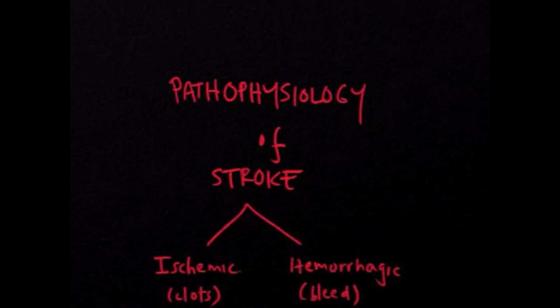Let us now move on to the pathophysiology of stroke. As we said, they can be ischemic or hemorrhagic. Because ischemic and hemorrhagic strokes have different causes, they exhibit different pathophysiology. I'll start with the pathophysiology of ischemic strokes, then move on to hemorrhagic strokes.